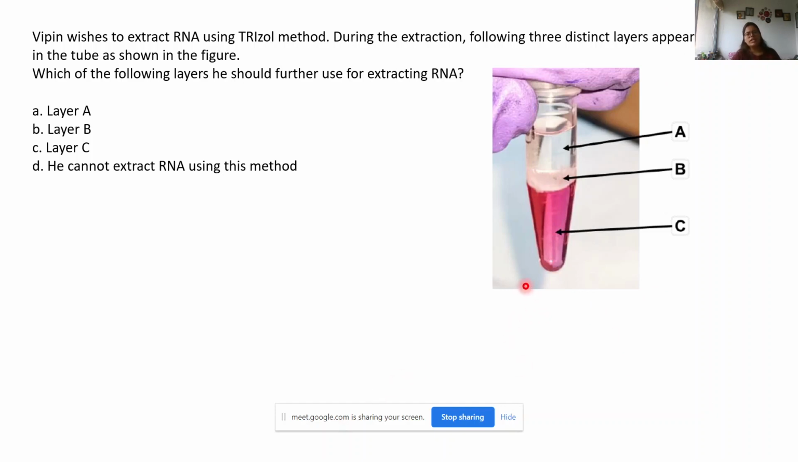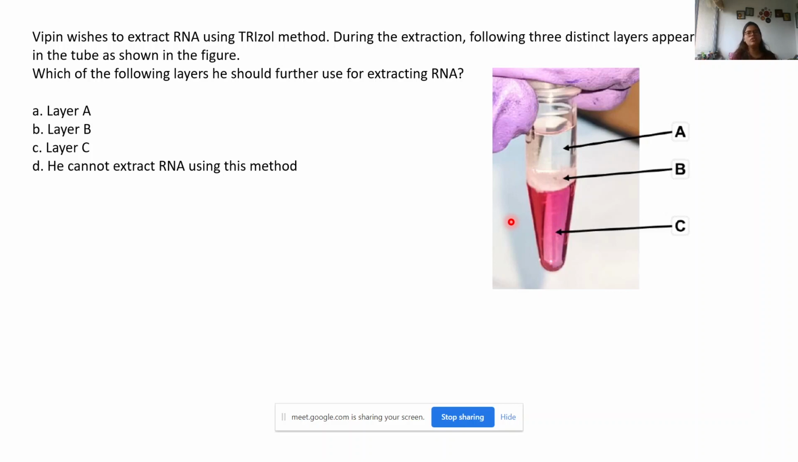So, TRIzol basically contains guanidinium thiocyanate. That helps inhibit the RNases, and as you know, RNA is very labile. It gets easily degraded because of RNases, and RNases are present very freely in the environment.